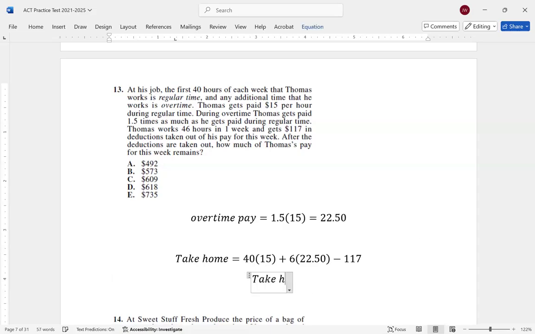And if you do that calculation, 40 times 15 plus 6 times 22.5 minus 117, that is $618. So he's going to take home $618, and therefore the answer is D.